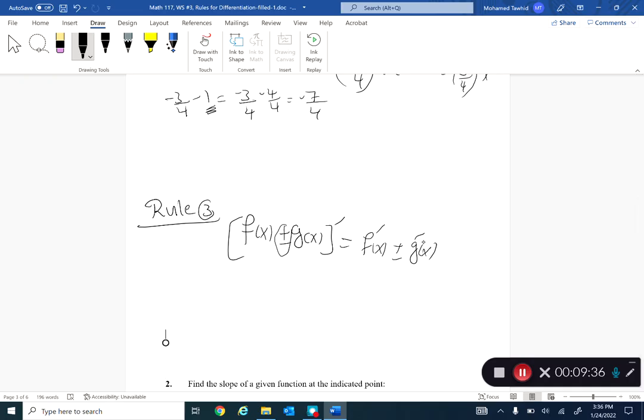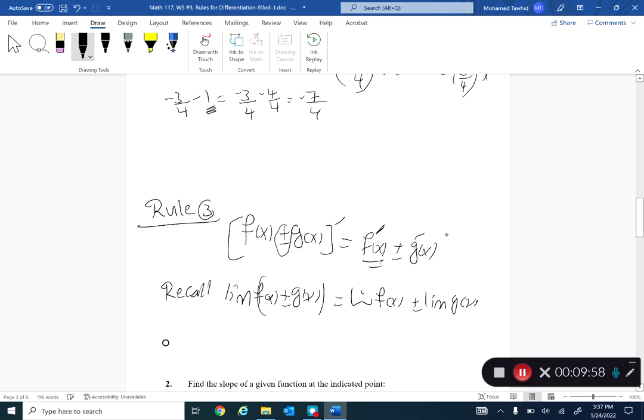So this one here comes from where? If you recall the derivative, what is the definition of the derivative? Limit. If you remember, I mentioned to you before, if you have limit of f of x plus or minus g of x, then what is the derivative of this? The derivative of this is limit of f of x plus or minus limit of g of x.